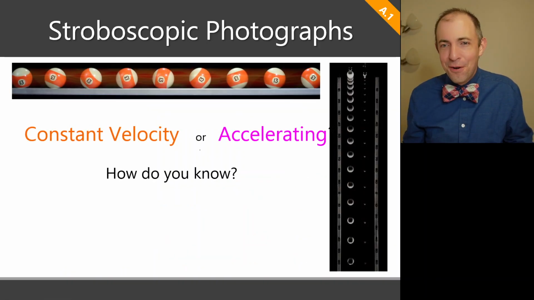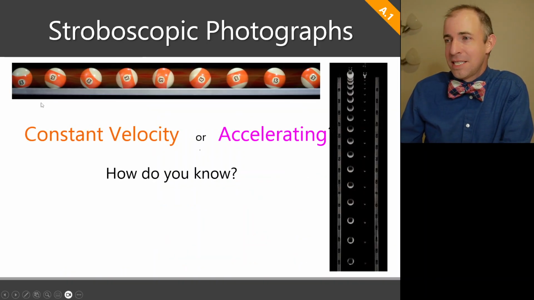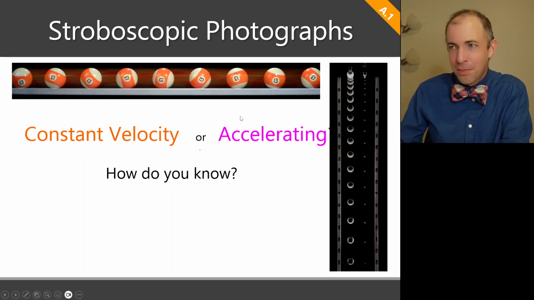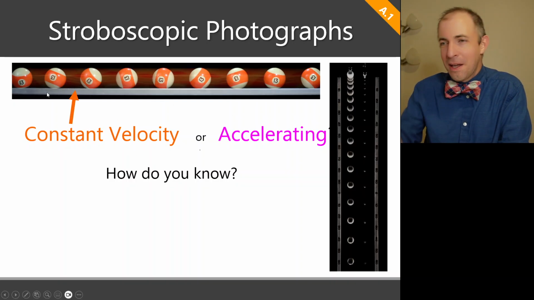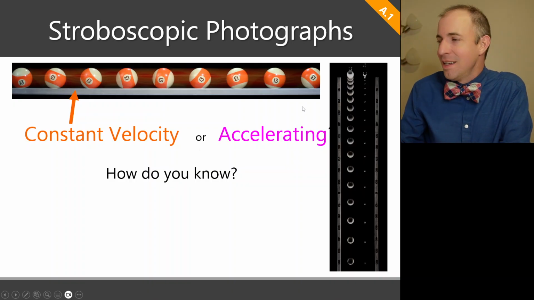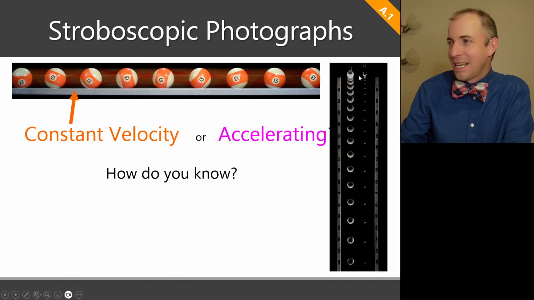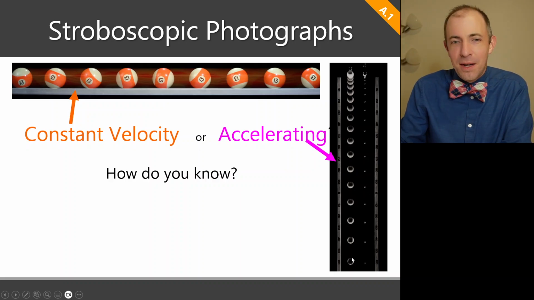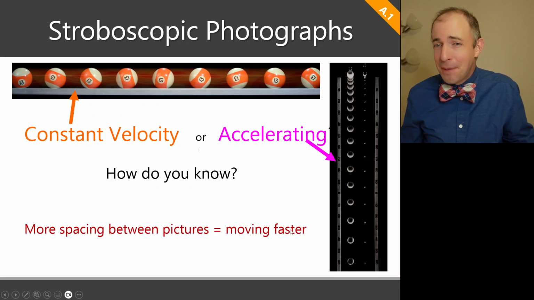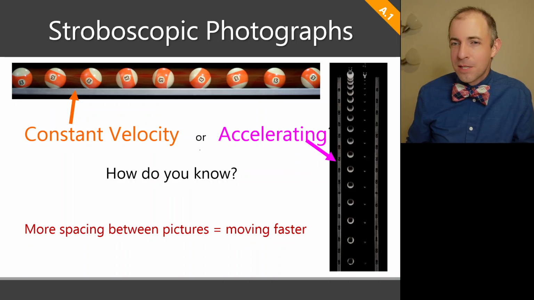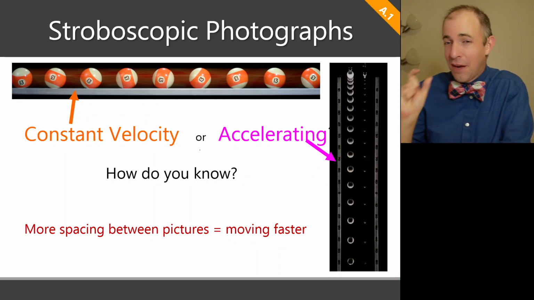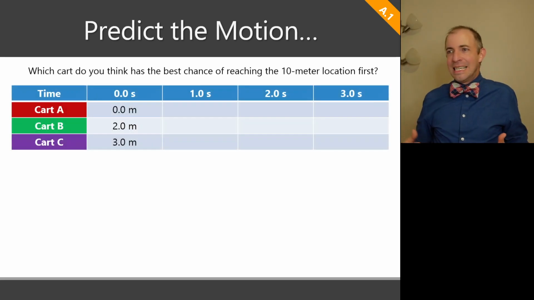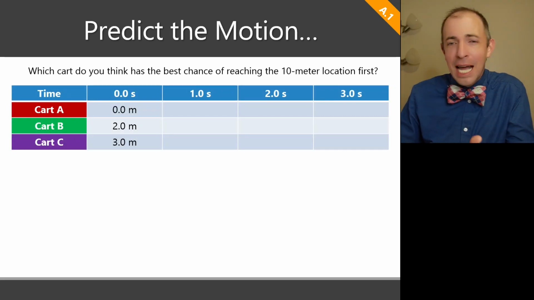Now, we can also see different types of motion using this type of photography. A constant velocity would look something like this billiard ball moving around, where it's a very even incremental spacing. Whereas accelerating motion looks like this free fall, where it starts off moving pretty slow and then spreads out as it goes down. So if we look at the spacing between the pictures, we know that more spacing equals moving faster. It's covered more ground in that same time interval. We're going to use that idea and then look at different types of motion.